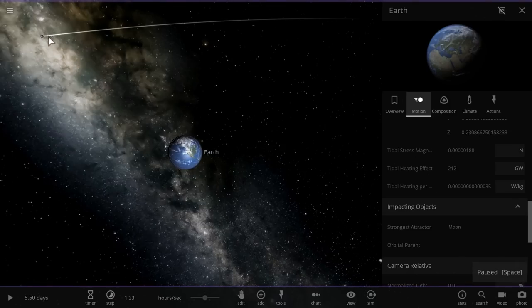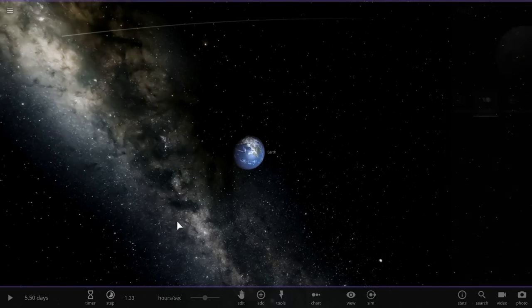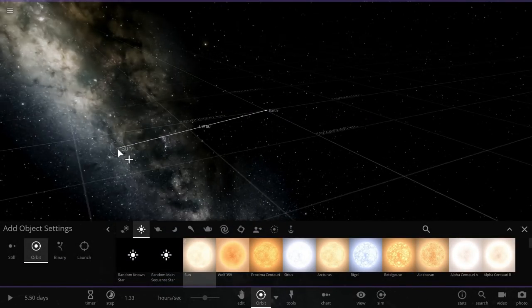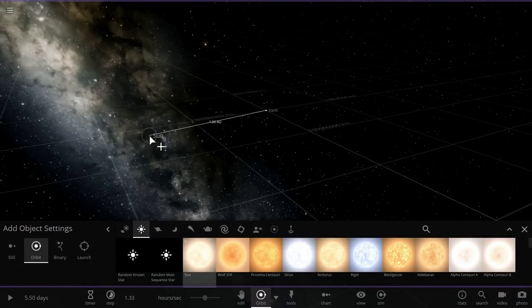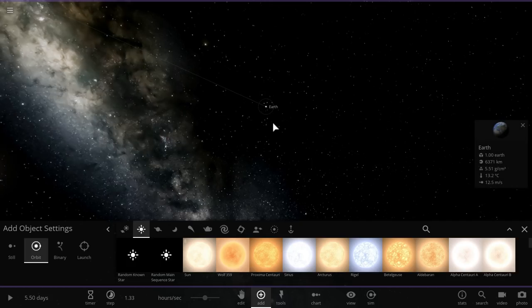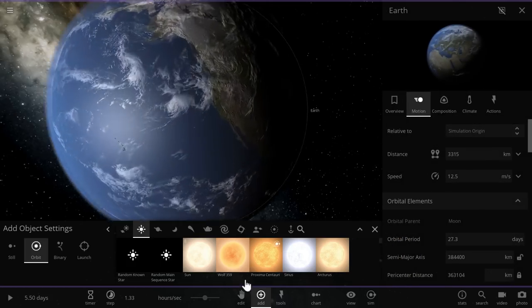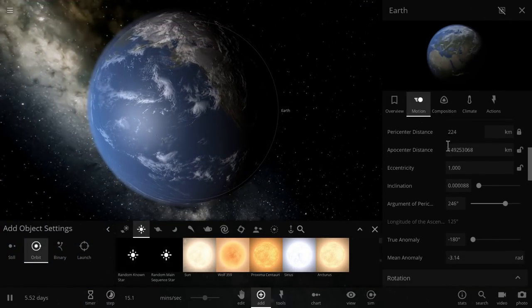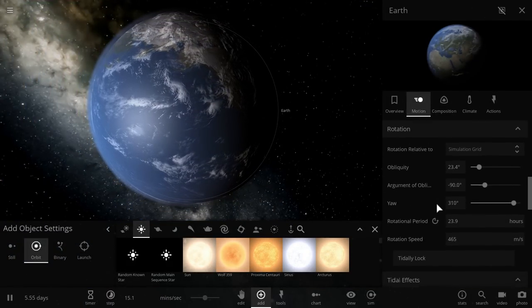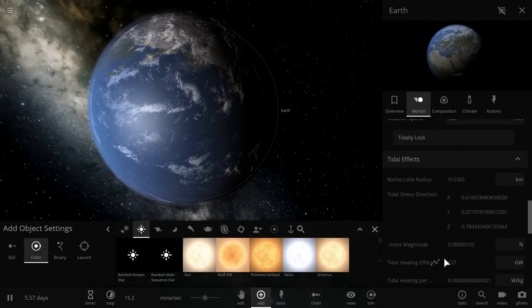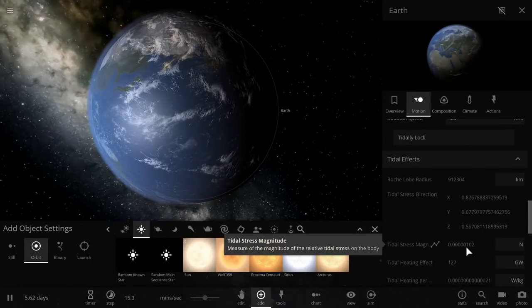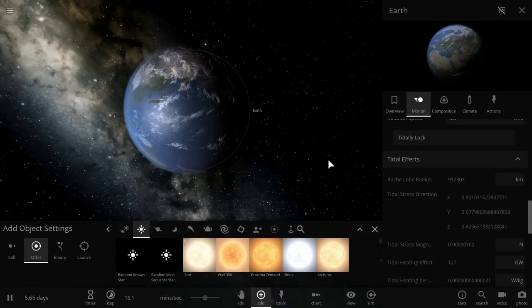Now, if I were to place the sun at a distance where the sun is, let's compare the value here. Let's see how much tidal effect the sun produces. So we're going to place it at a distance of about 150 million kilometers, or 1 AU. And at this distance, if we go back to Earth now and look at the tidal effects, you'll notice that it's going to be quite a lot less.